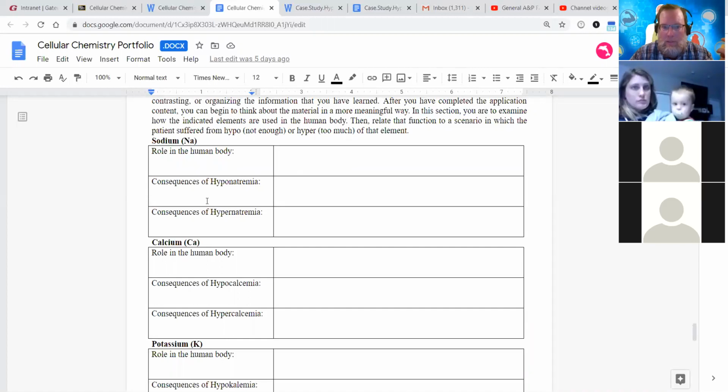Now, you're going to do that for each one. Why do you need calcium? Why do you need potassium? And why do you need chloride or chloride ions? Why do you need these four items? Okay, so look those up. Just search role of sodium in the body. Okay, and then while you're there, you could just Google these terms too.